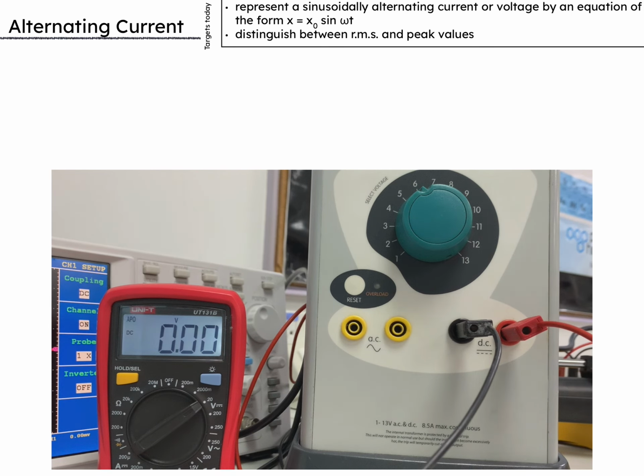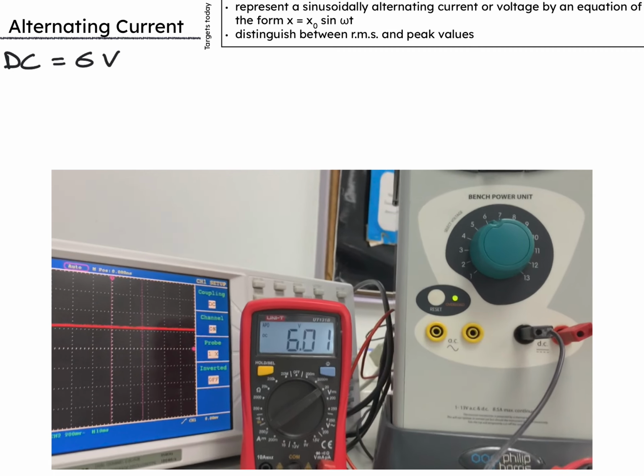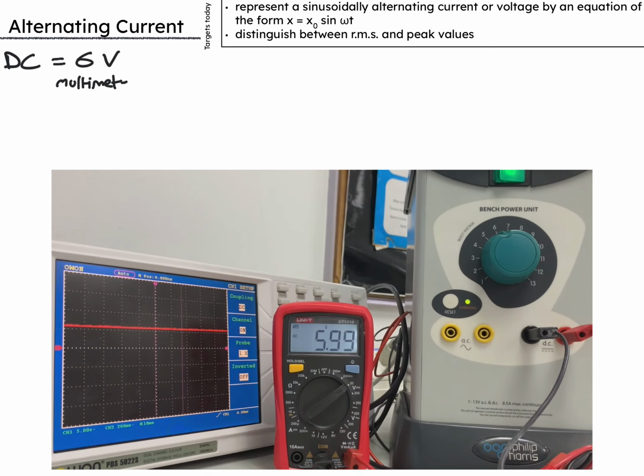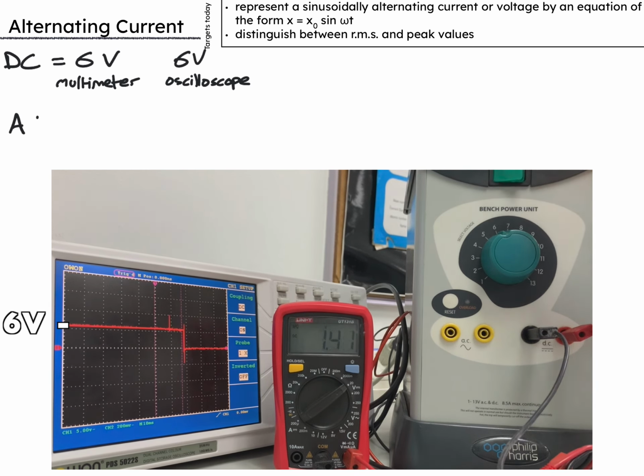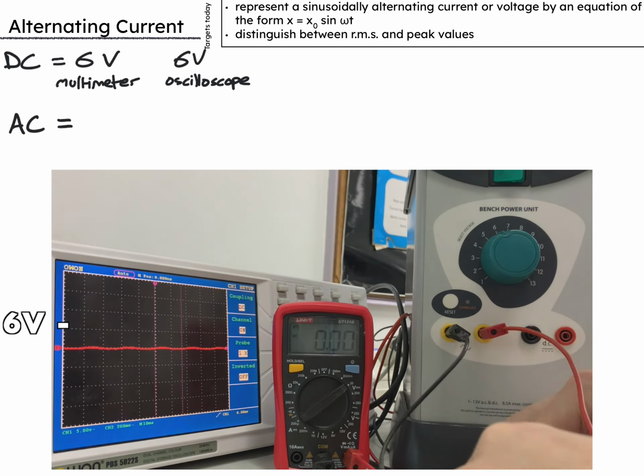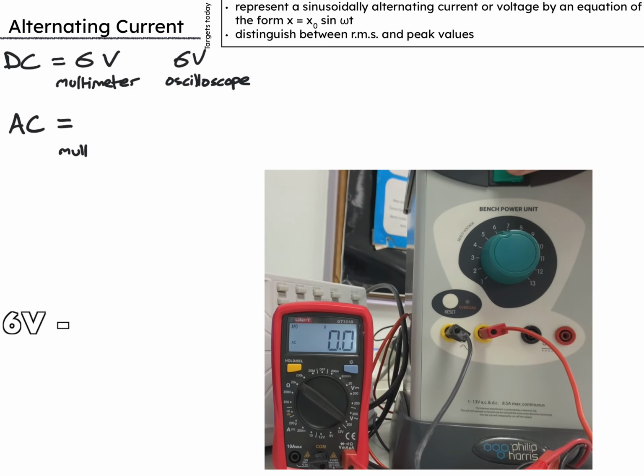I've got a power supply here on setting 6, giving me about 6 volts worth of DC according to my multimeter. In fact, looking at the oscilloscope, which is really just a fancy precise voltmeter, I get a nice smooth 6 volts. Lovely. Switching to AC, keeping the same setting, the multimeter gives us 6 volts, pretty much the same as for DC.